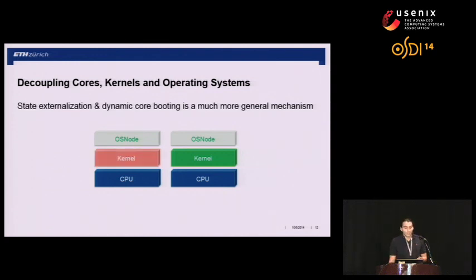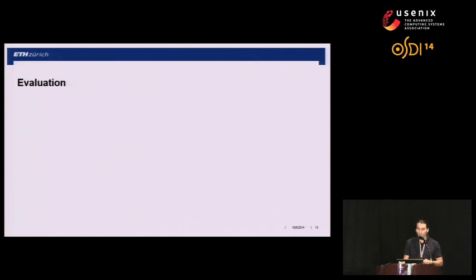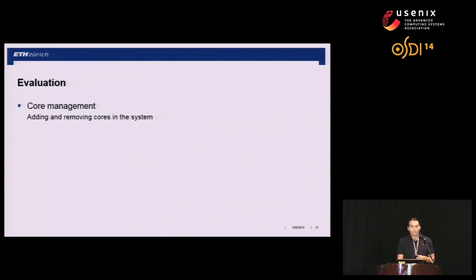As a part of the evaluation section, we're going to see how exactly we do this and how fast it is. In the evaluation section, I'm going to focus on 3 parts. First, we're going to see core management capabilities, or how fast can we add and remove cores in our system.